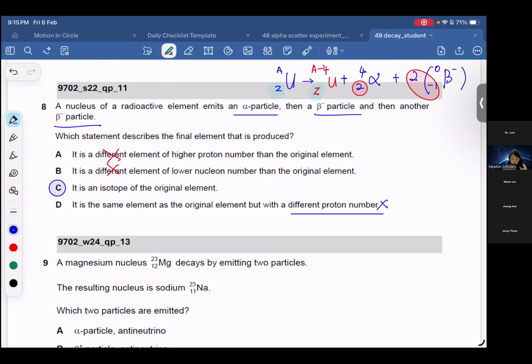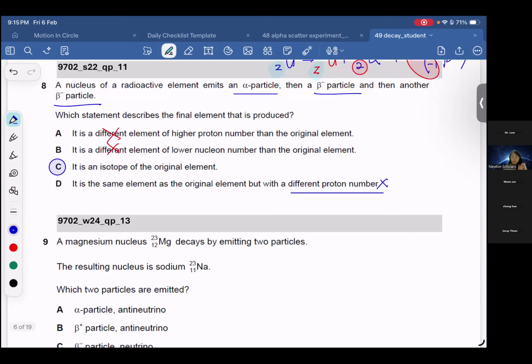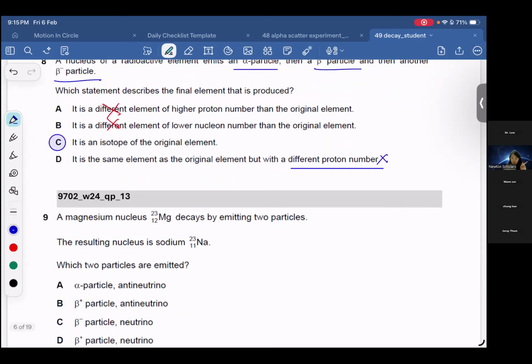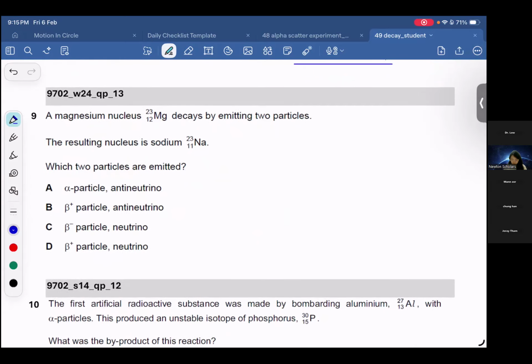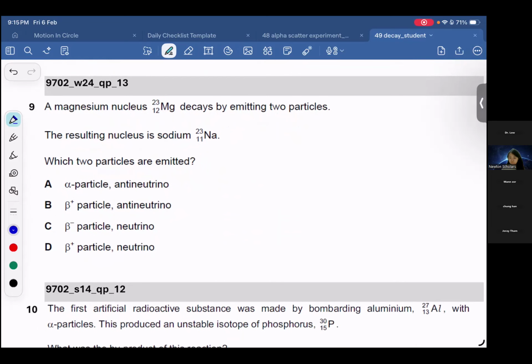Give me the wrong answer. Is that clear for you? Okay, Fatima, okay. So we go to question number 9 right now. Can you try? Sean. Yes, correct. Vashini, yes. Chonghan, yes. Fatima, yes.